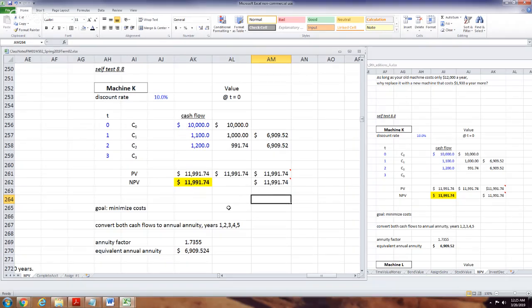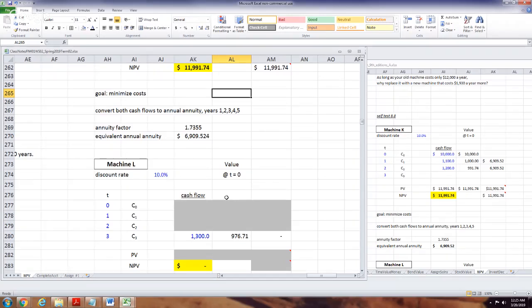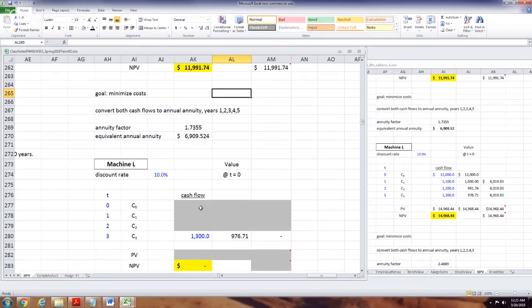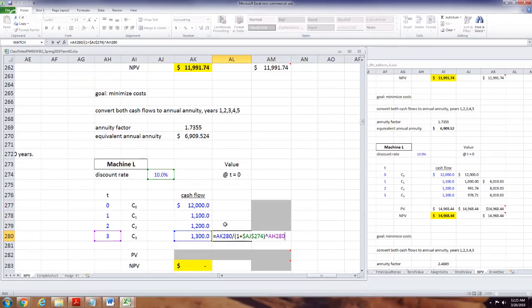All right. So we had that goal, minimize costs, and then you'll work on machine L, okay, which is the same story. For whatever reason, I accidentally left that lingering in there. I apologize for doing that. Okay, this is again. This one costs 12,000, 1,100 operating costs, 1,200, and then 1,300. All that. And again, we had this sort of lingering here, but yeah, there it is.